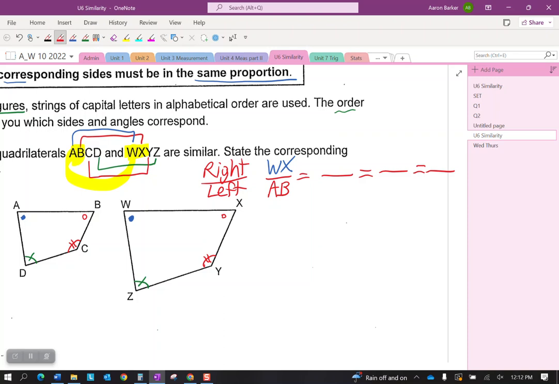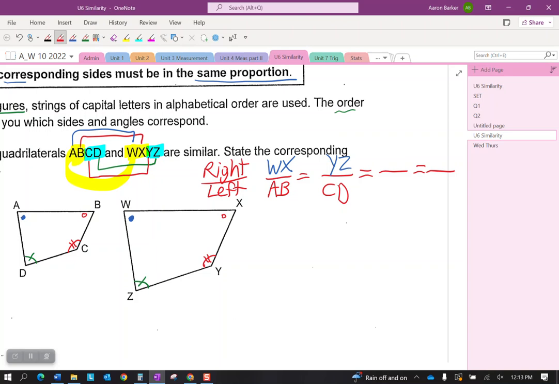Those sides correspond. They both are contained by the same angles. Watch. WX has the dot and the open circle. AB's angles are the dot and the open circle, except I just erased the open circle. There's the open circle. Okay. So they're contained by the same angles and they're in the same position in the name. Looking here, we have YZ. So if I have YZ up top, which side corresponds with YZ? CD, the last two letters.